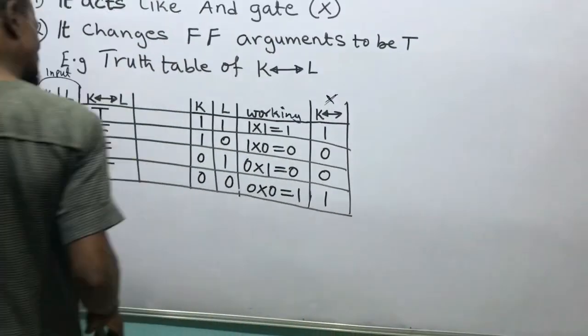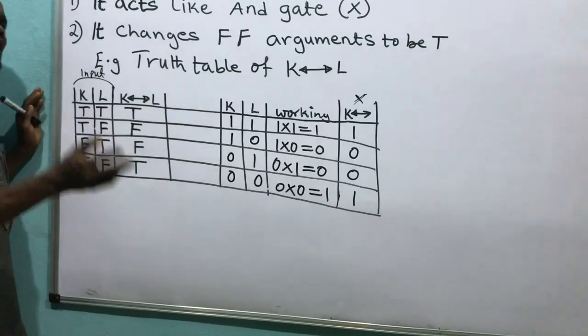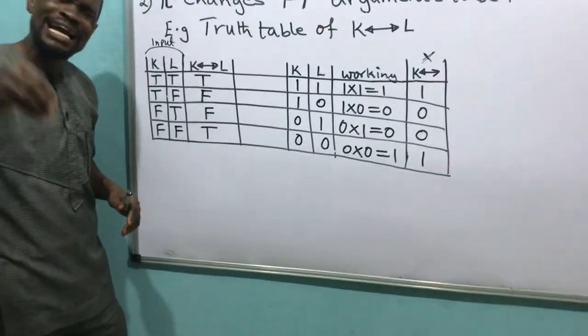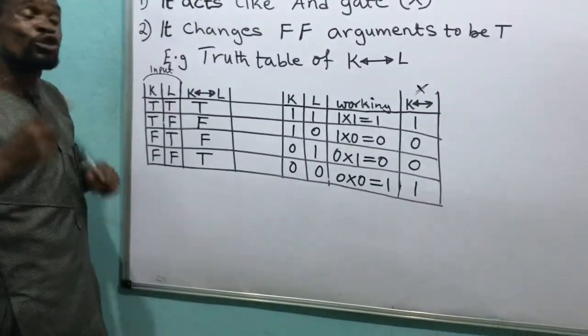Then I come back to this again. I say this man acts like an AND gate. He multiplied the two arguments and gave the result. But what differentiates him from an AND gate is that he changes false to the word true.